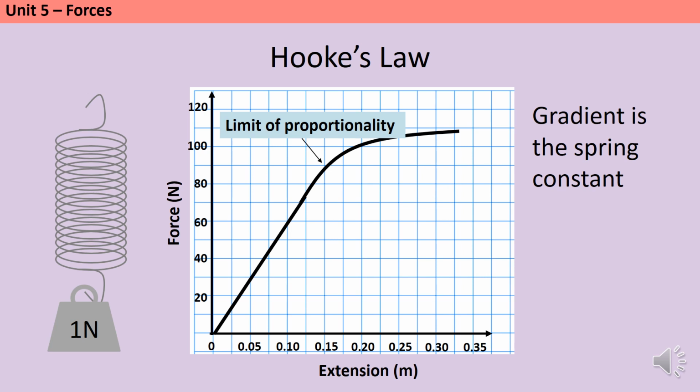Well, there are two reasons. One is that it is possible to do this practical the other way around. You could stretch the spring until it's a certain length and then see what force is required to get that extension. But the other reason is actually a mathematical one. If we plot extension on the x-axis and force on the y-axis, then the gradient, dy by dx, is going to be the spring constant, and that makes that calculation much easier.